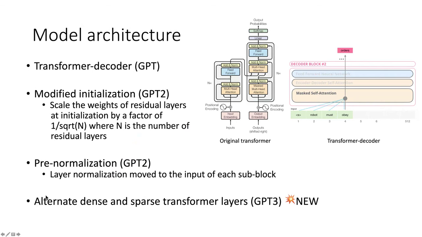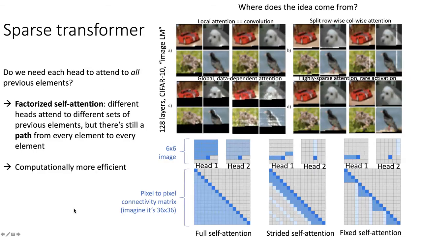There's one innovation that GPT-3 brought, which was mostly for computation purposes. And I don't think it actually changes anything in terms of performance. They alternate dense and sparse transformer layers. So I'm going to go quickly over what that sparse transformer idea is right now. But again, it's not really for performance purposes. It's not better. It's just computationally way more efficient. So that's why they did that.